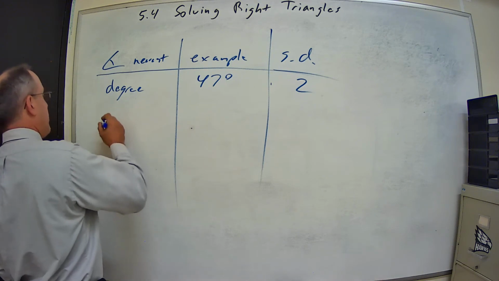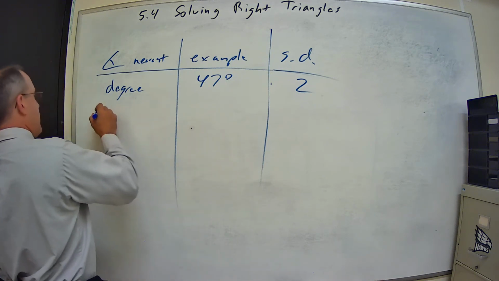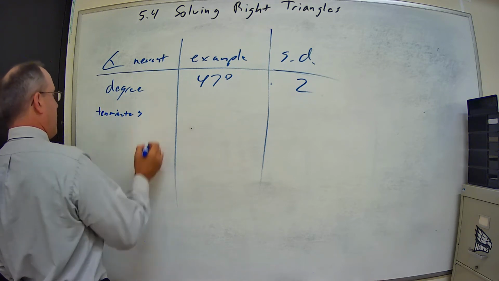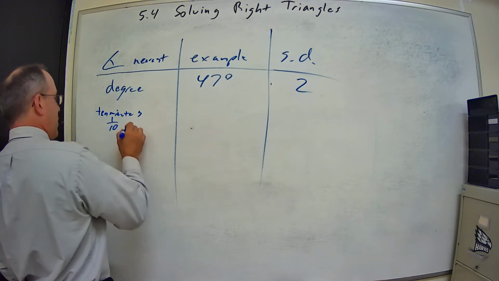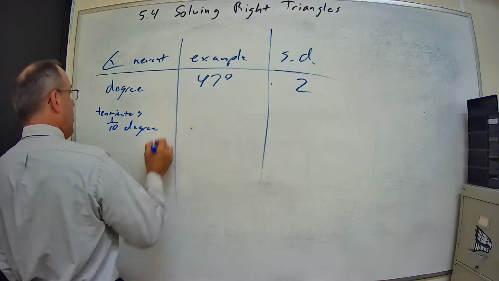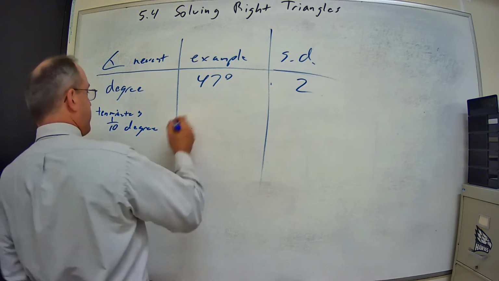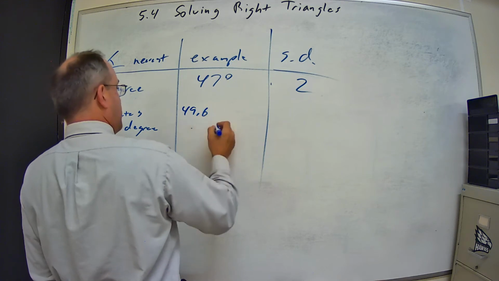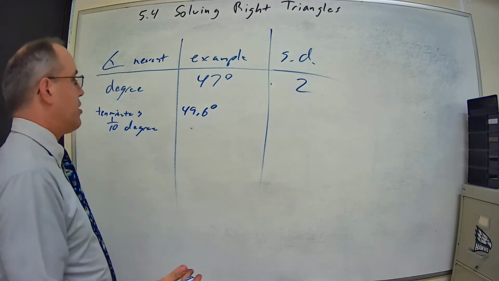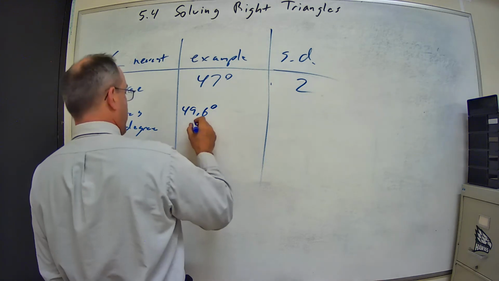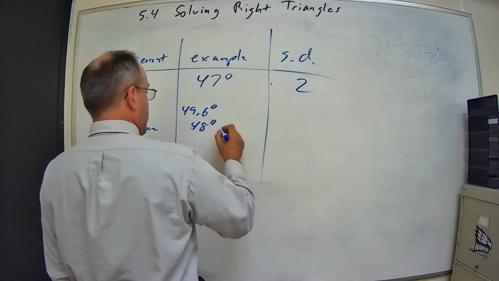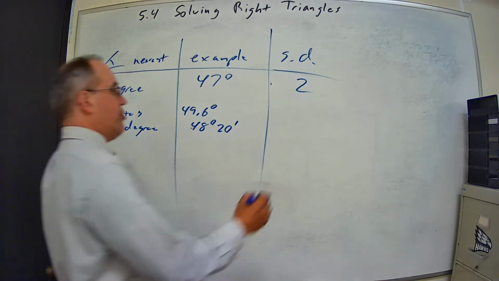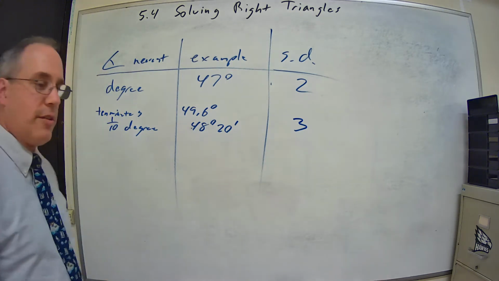If we have it to the nearest 10 minutes, or 1/10 of a degree, so that could be 49.6 degrees, or it could be something like 48 degrees, 20 minutes. Then we can do 3 significant digits.